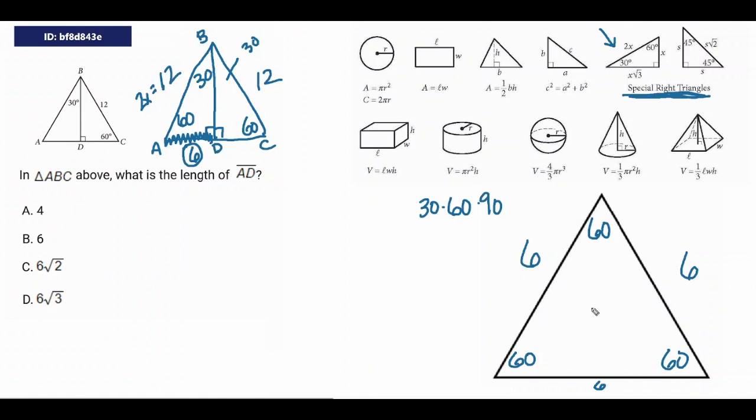There are only 3 ways to cut an equilateral triangle in half. You can draw a line from this point straight down. You can draw a line from this point straight across. You can draw a line from this point straight across. We're going to cut this in half by drawing a straight line down. And when we do that, something very specific happens. We get 2 30, 60, 90 right triangles.